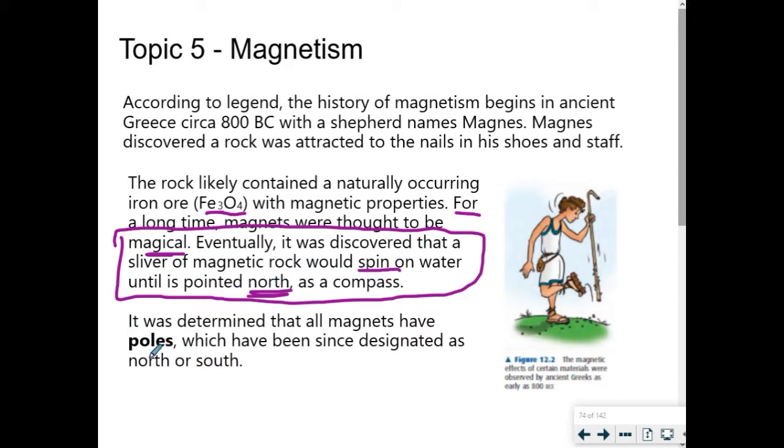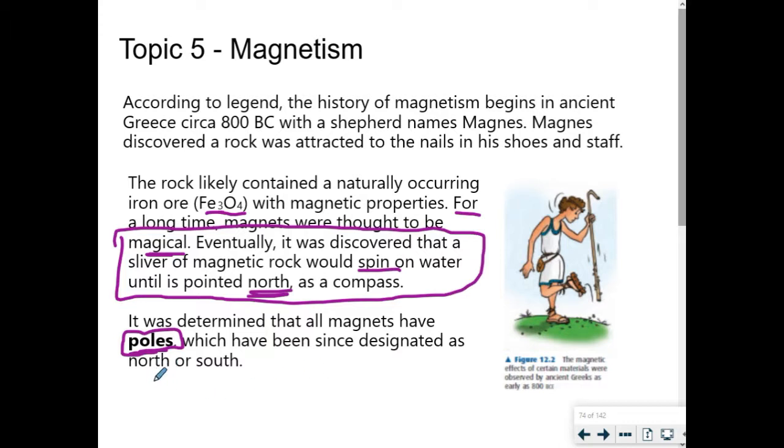Anyways, so they discovered that you could put a little sliver on water, and it spun to point north as a compass. And so now we use this terminology. This is a word you're probably familiar with: the poles, and they're the two sides of a magnet. We've since designated those sides of the magnet north or south. I want to speak to that for a second. We didn't have to call the sides of a magnet north or south. We could have called them A and B, cats and dogs, positive and negative. It really doesn't matter what we call them, but convention was dictated because of north and south.